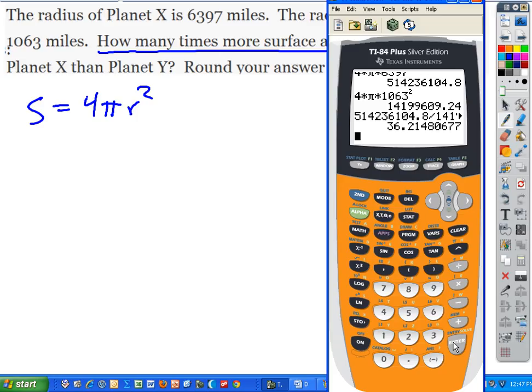Yeah, it's a lot. How is it that that's the case when the big planet is just a little over 6 times bigger in radius than the small planet? How come the surface area is so much bigger? Because you're squaring it. Exactly. Because you're squaring it, that makes that difference much bigger.